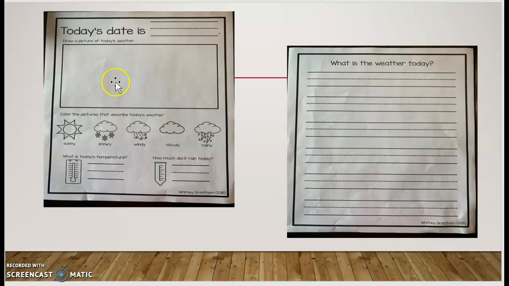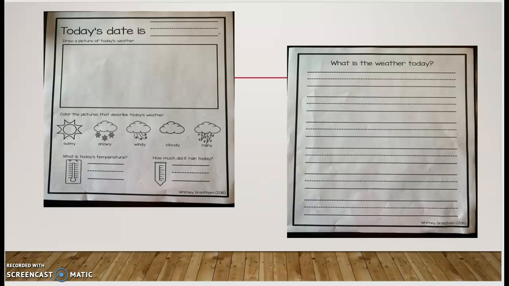Then we're going to draw a picture here. We're going to talk about what the temperature is. It's 52 degrees, so we're going to write 52 degrees. How much did it rain today? Well, I don't think we have a measurable amount of rain. There wasn't enough to measure it, so I think we'll keep that empty here. And then in this next page, it says, what is today's weather? We're going to write about today's weather. Today, the weather is cloudy. No sun. I think tomorrow it's going to be sunny. I'm going to wear shorts tomorrow. That's an example. You guys can think about it and write what you want.